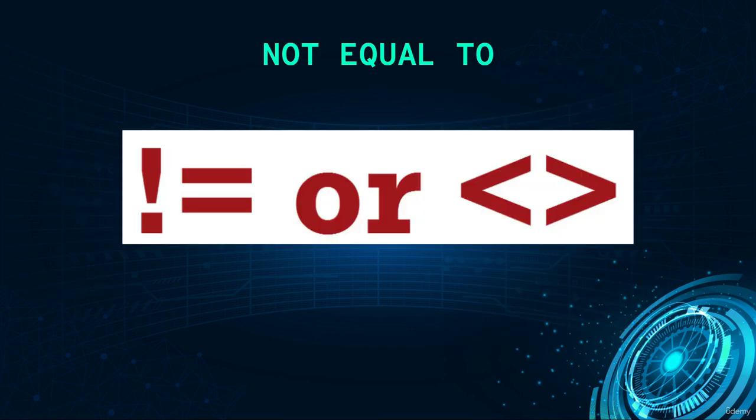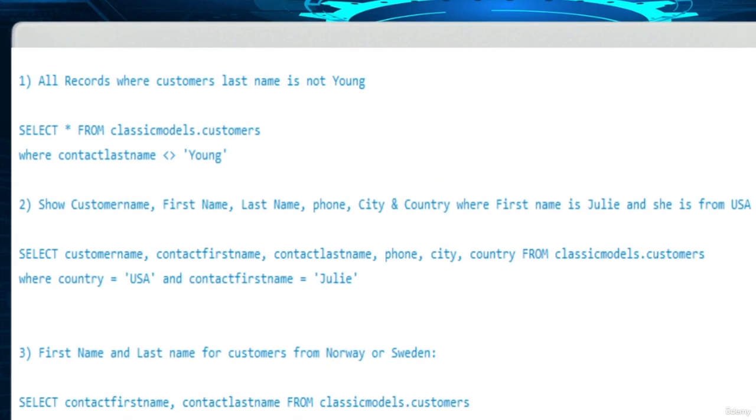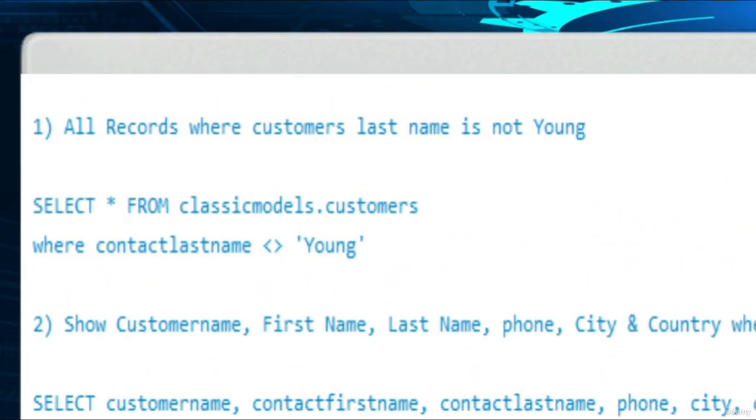We also might want to show data where something is not equal to a value. For example, sales not equal to 0. You can do this by entering either of these operators. Let's take a look at some examples. The first query here will show all customers whose last name is not equal to Young. You'll also notice that I have to put Young inside quotation marks because it is a string. Contact last name is a string data type.